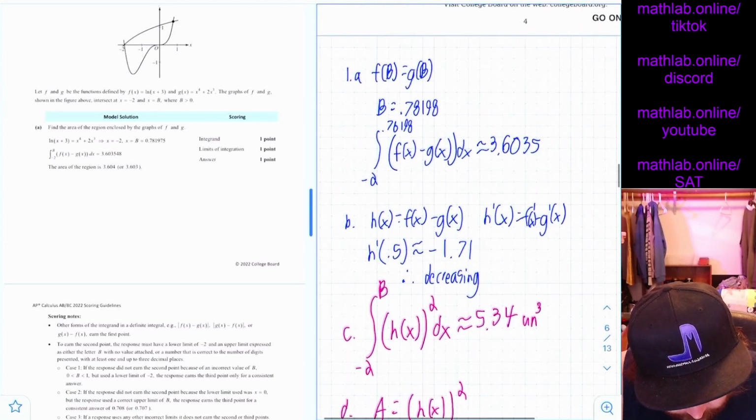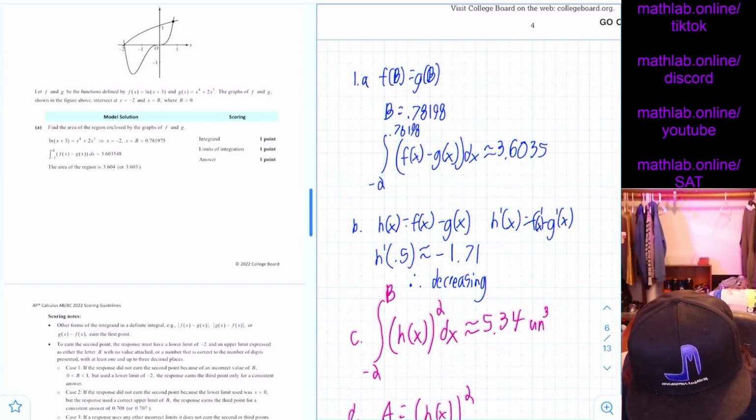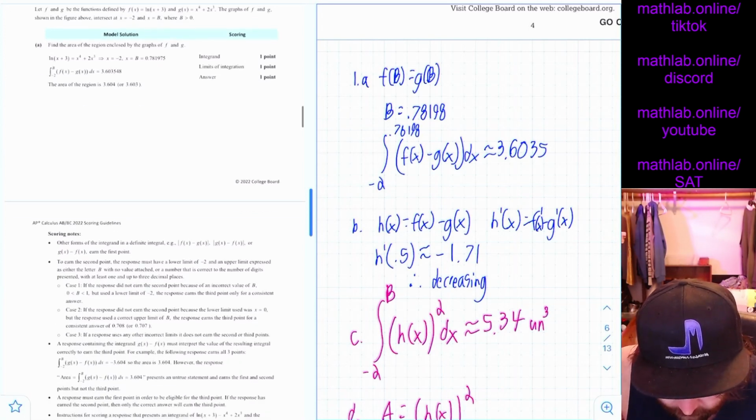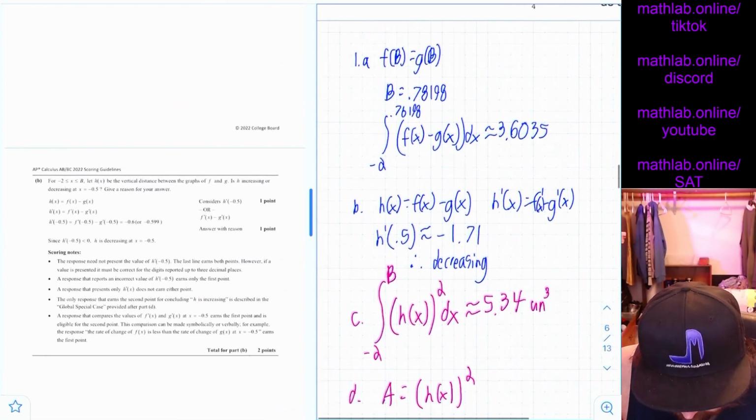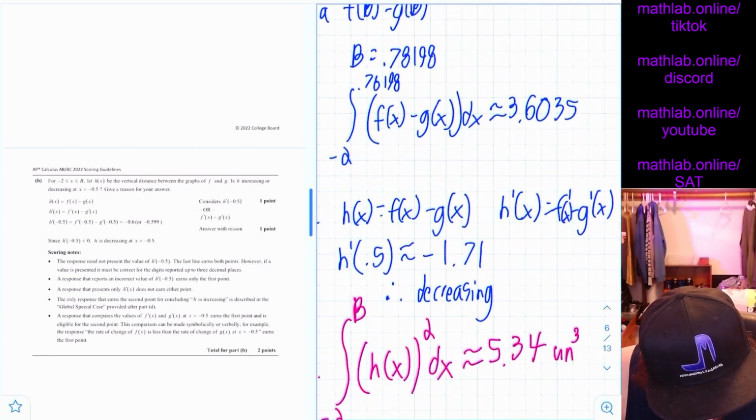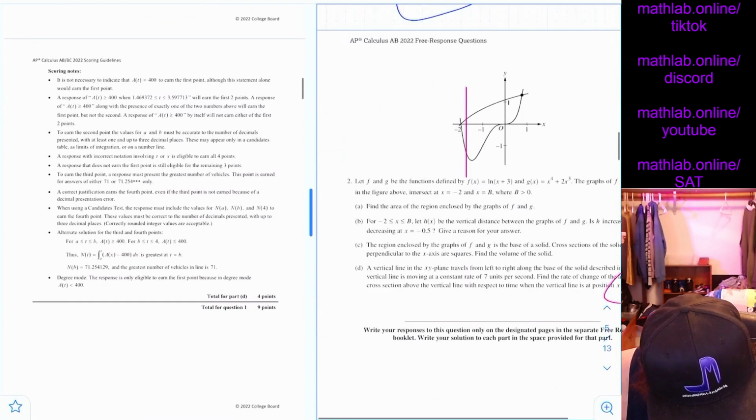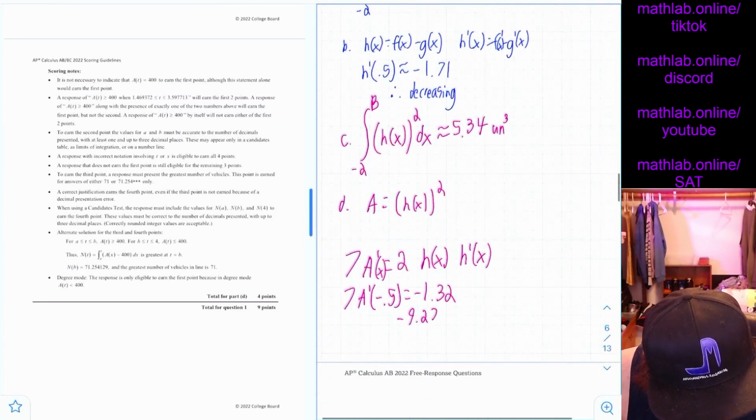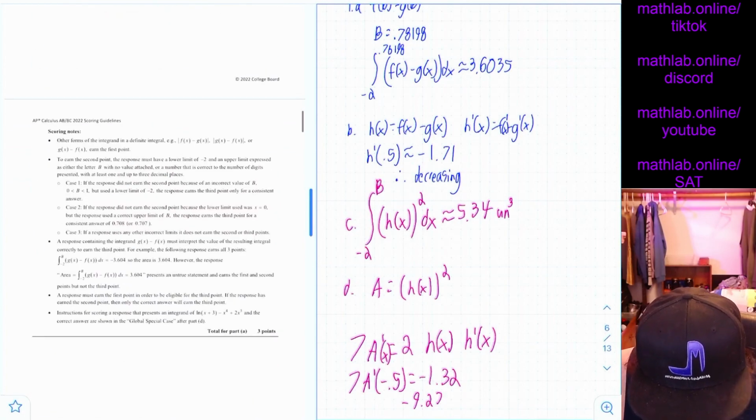So find the area. 3.6035. We got that. The integrand, the limits. They went a little more decimals than we did, but that's totally fine. Yes, we did that beautifully. Next, B. Decreasing. Yes, because h of... Oh, that was supposed to be at negative 0.5? What? Ugh. And I plugged in positive 0.5? But I still got the same answer, so I'd probably... I don't know.